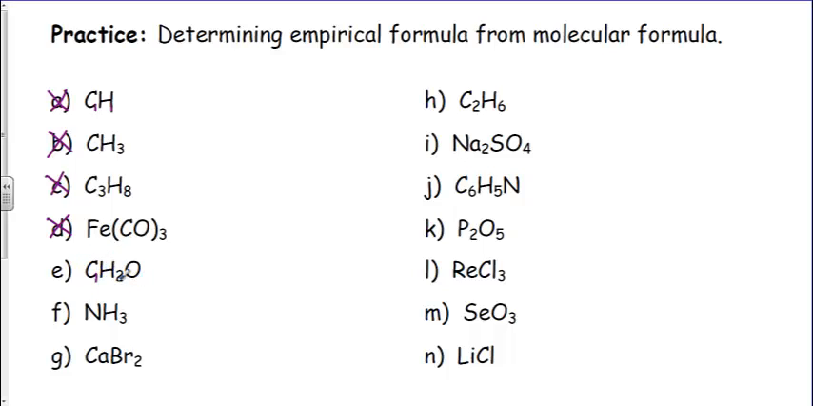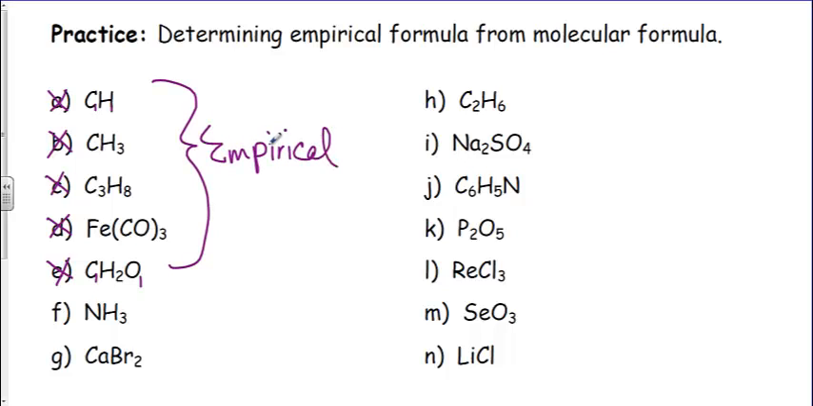CH2O, again, if we pretend that there are subscripts here, if you have a 1 on anything, it's already going to be in its simplest form. You can't really do much more. So we will move on. Basically these are already empirical formulas. NH3, again, empirical formula. CaBr2, we can't reduce this, so we will say empirical formula.